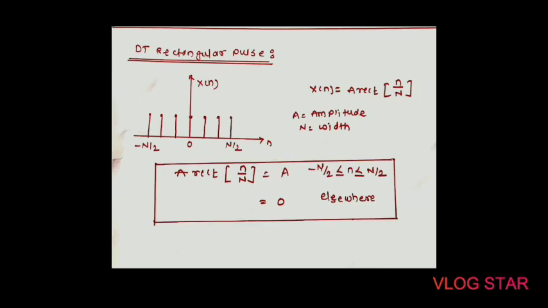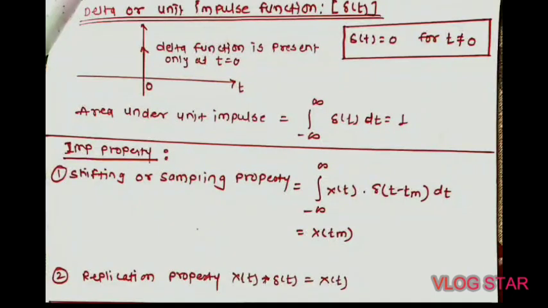Next is the discrete time rectangular pulse. As shown in the figure, the discrete time rectangular pulse is represented mathematically as x of n equal to A rect of n divided by capital N, where A is the amplitude value and N is the width. A rect of n divided by N is equal to A when the value of n lies between minus N by 2 to plus N by 2, and elsewhere it is 0.